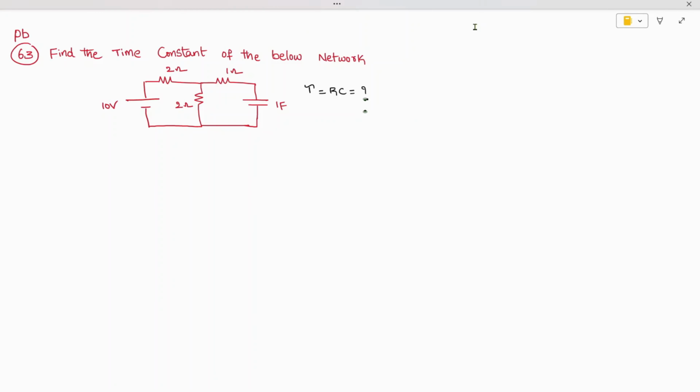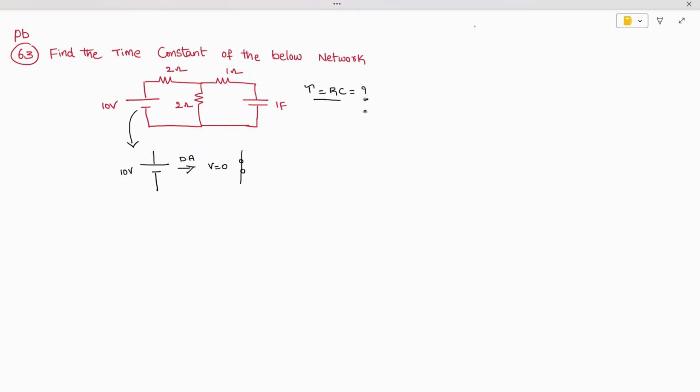Today we are going to find the time constant for the given network. The formula for time constant tau is equal to RC. The procedure is, when you have a voltage source, this voltage source has to be replaced with its equivalent circuit. The equivalent circuit is indirectly deactivating this 10 volt source. Deactivating a 10 volt voltage source is nothing but making the voltage 0, which means making that voltage source a short circuit.